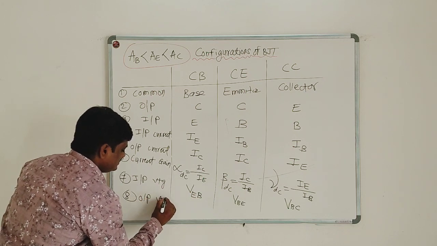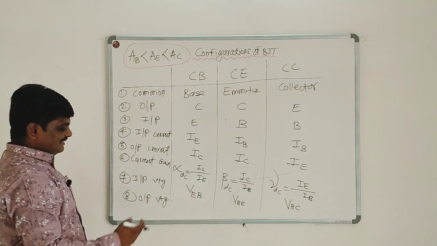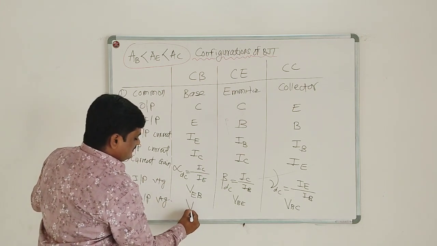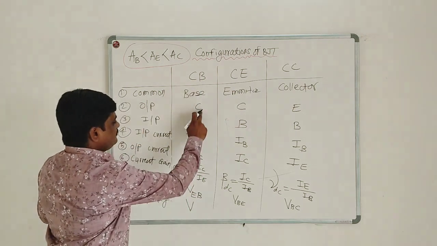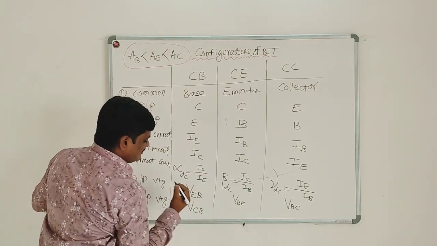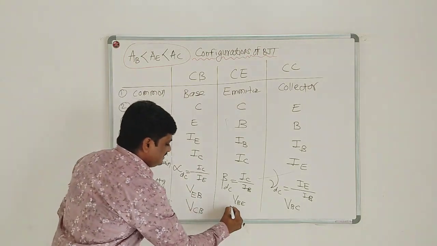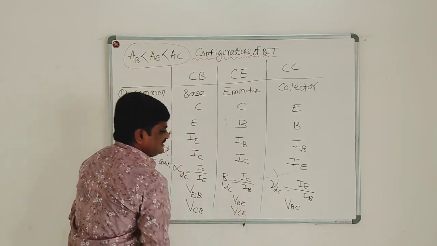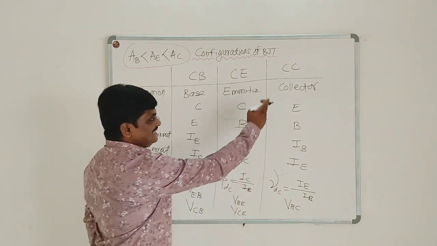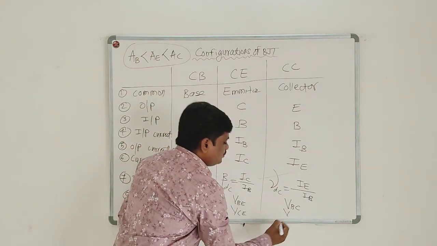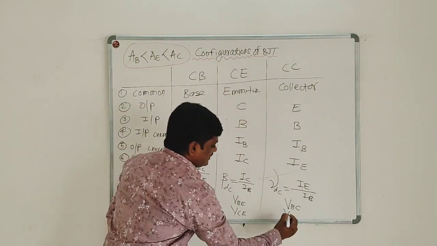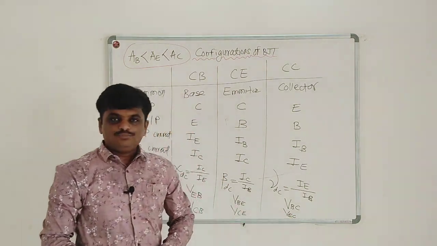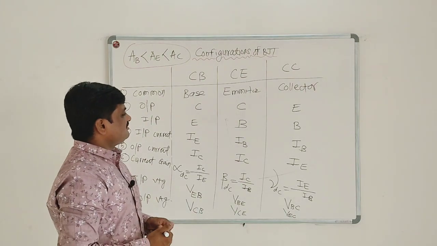Then output voltage. It is applied or measured between the output terminal and common terminal. Here in common base, the output terminal is collector and the common terminal is base, so that is why VCB. Here the output terminal is collector and common terminal is emitter, so that is why VCE. And in common collector configuration, the output terminal is emitter and common terminal is collector, so VEC is the output voltage of common collector configuration.